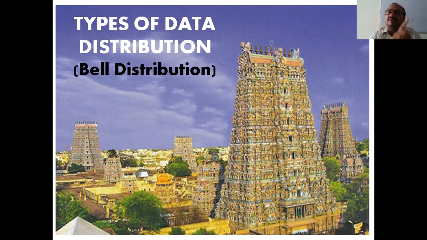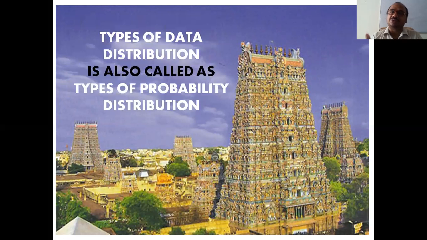Types of data distribution is also called types of probability distribution or probability variable distribution, whatever it may be, all are the same. In the examination, don't get confused; they might give different names, right?